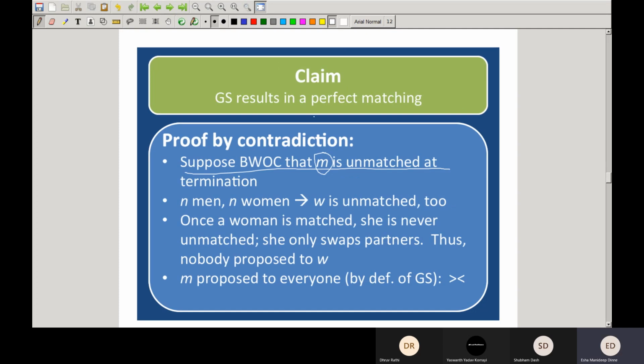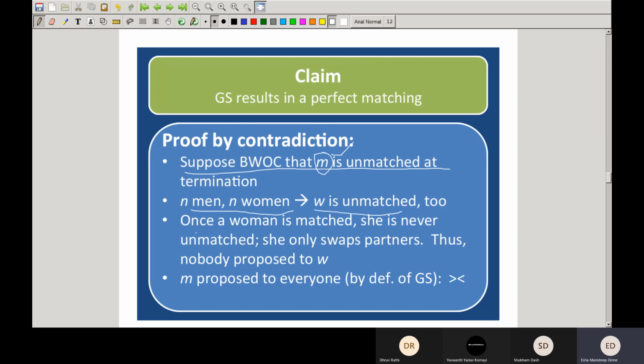And now we'll look at the claim that the Gale-Shapley algorithm results in a perfect matching. Suppose that some man is unmatched at termination, and there are n men and n women. Because there are an equal number of men and women, if some man is unmatched, there will be at least one woman who is unmatched too.